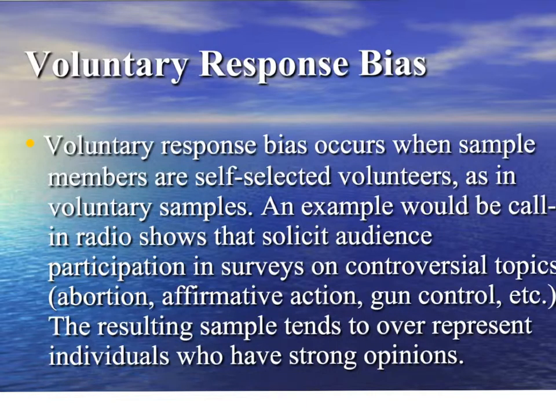Another major type of bias is voluntary response bias. Voluntary response bias occurs when sample members are self-selected volunteers, as in voluntary samples. If the researcher appeals to people to voluntarily participate in a survey, the resulting sample is always biased. They only include people who choose to volunteer, whereas a random sample would need to include people whether or not they choose to volunteer. Often, voluntary response samples oversample people who have very strong opinions and undersample people who don't care much about the topic of the survey.